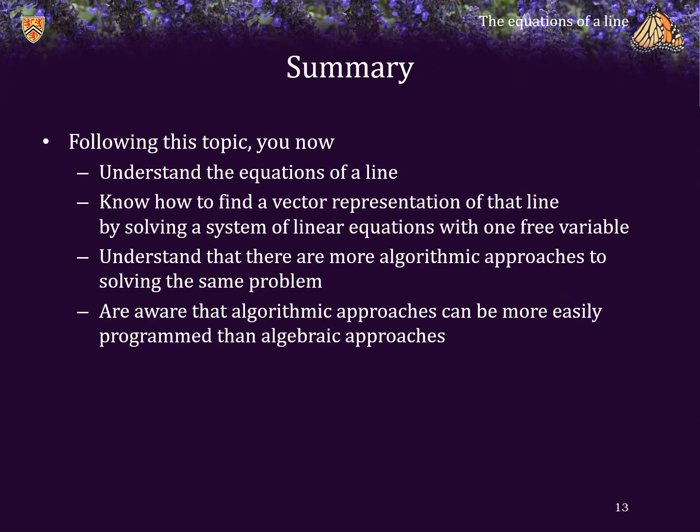Following this topic, you now understand the concept of equations of a line. You also know how to find the vector representation of that line by solving the system of linear equations, which has exactly one free variable. You understand, however, that there are more algorithmic approaches that solve the same problem, which we described using the cross product and the Moore-Penrose pseudo-inverse. You are at this point aware that in some cases, algorithmic approaches, while not perhaps intuitively obvious, can often be more easily programmed than algebraic approaches.